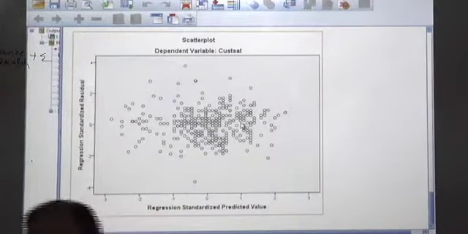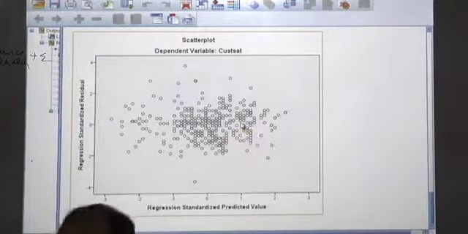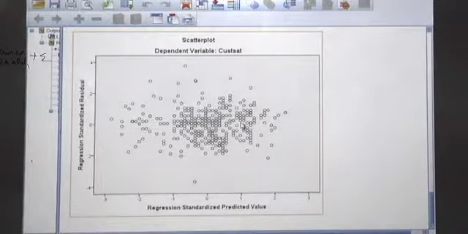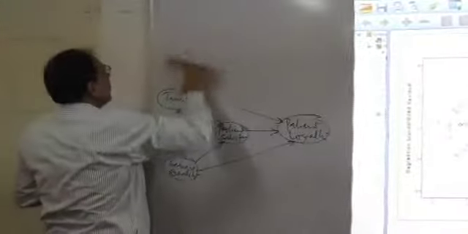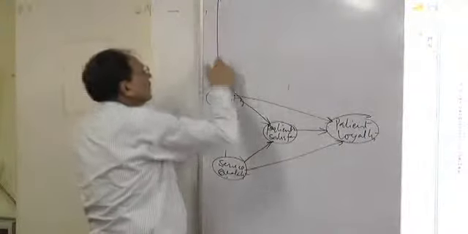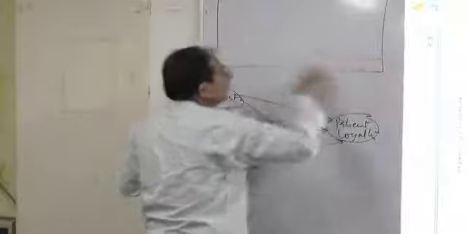Now this scatter plot is used to test two things, linearity and homogeneity. Now I will show you how it tests linearity and how it tests homogeneity.